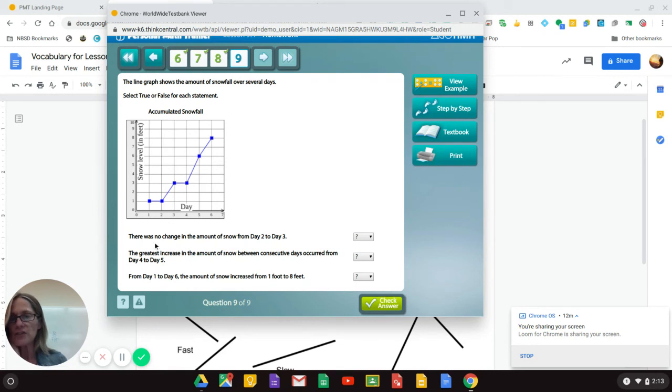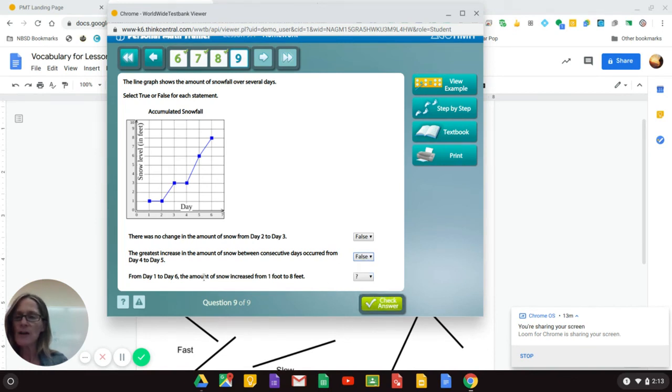So let's see what the questions say. There was no change in the amount of snow from day 2 to 3. Is that true? No, that's not true. The greatest increase in the amount of snow between consecutive days occurred between 4 and 5. Is this part steeper, or is this part steeper? Do you think this is true, or is this false? Yeah, you're right. It's false, you guys.